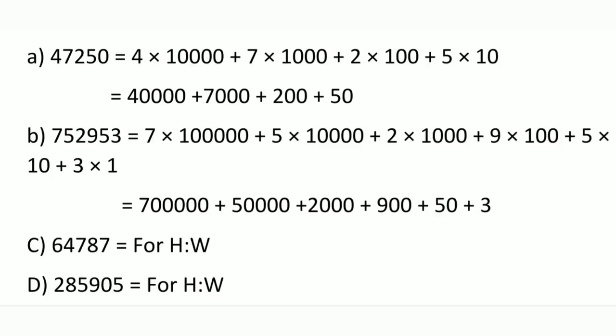So after multiplying we write the combination as 7 lakh plus 50,000 plus 2000 plus 900 plus 50 plus 3. C part and D part are meant for your homework. C part is 64787, which can be read as 64,787, whereas D part is 285905, which we can read as 2,85,905. So these both are for your homework. You just do the questions in your homework.